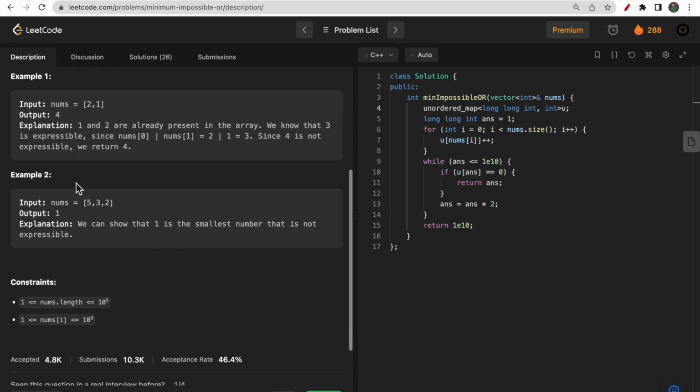Now if you take a look at this example, initially we start by trying to produce 1. Is 1 possible? No, 1 is not possible. So we directly return 1 and do not check for other elements.